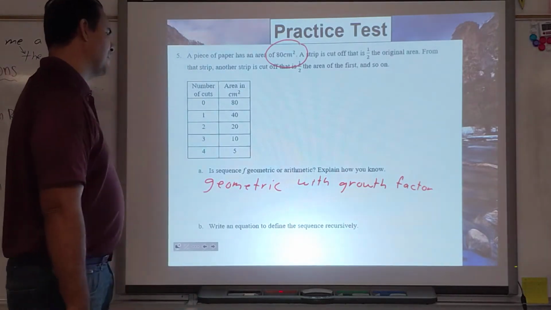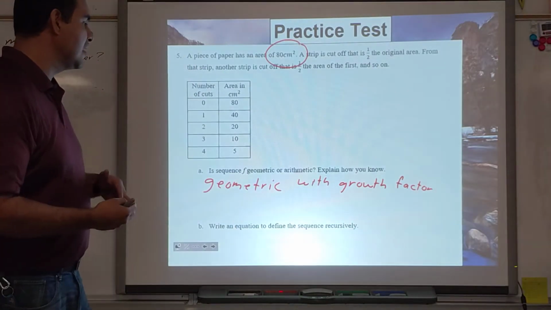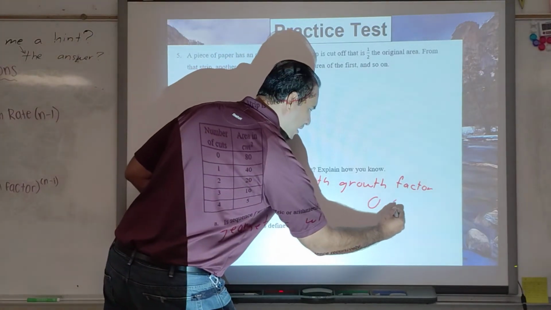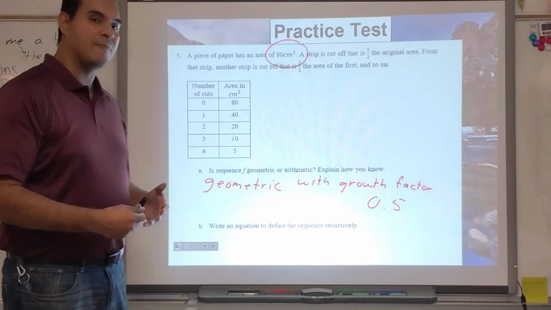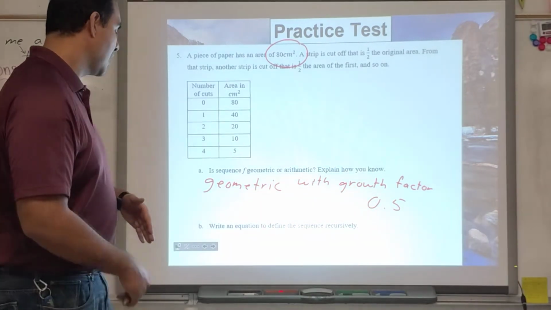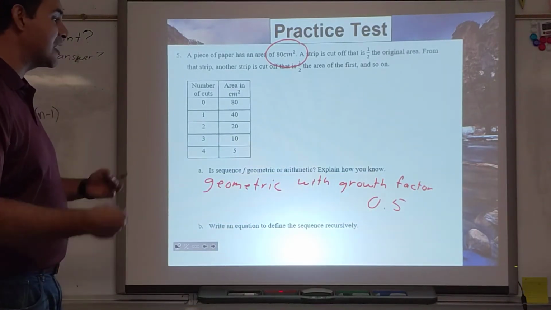And what are we multiplying by? So dividing by 2, what is it the same as multiplying by? Well, we're multiplying by 0.5. So multiplying by 0.5 is equivalent to dividing by 2. With that, now we're going to be asked, write an equation to define the sequence recursively.